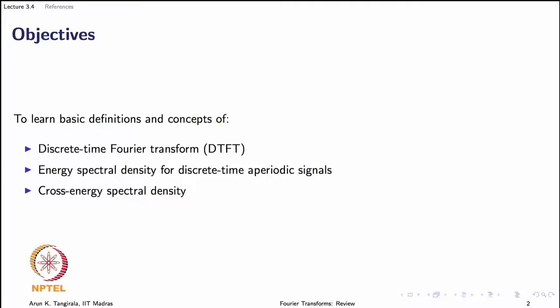Now, we move on to discrete time aperiodic signals like we did in lecture 3.2 for the continuous time case. As expected, we have the discrete time Fourier transform, and again like the continuous time case, we have energy spectral density for discrete time aperiodic signals. We shall also look at the concept of cross energy spectral density towards the end.